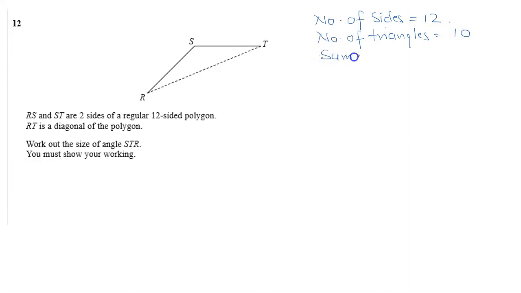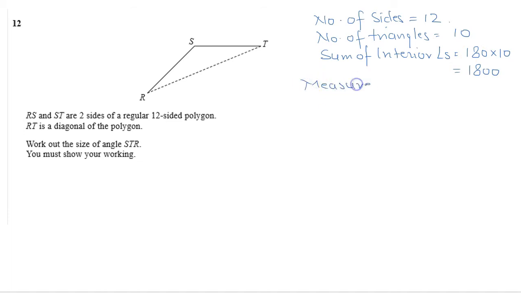Question number 12: RS and ST are two sides of a regular 12-sided polygon. So the total number of sides is equal to 12. So the number of triangles is 10. Sum of interior angles, 180 times 10, 1800.